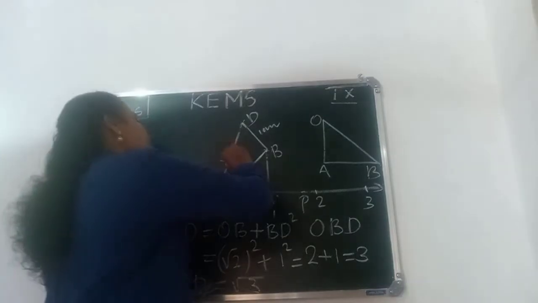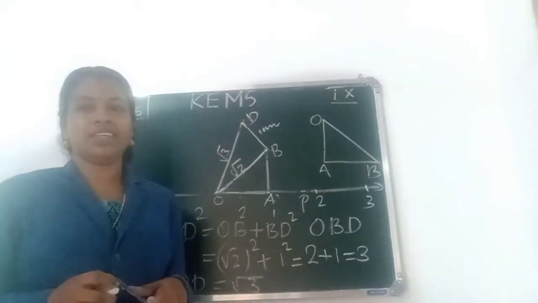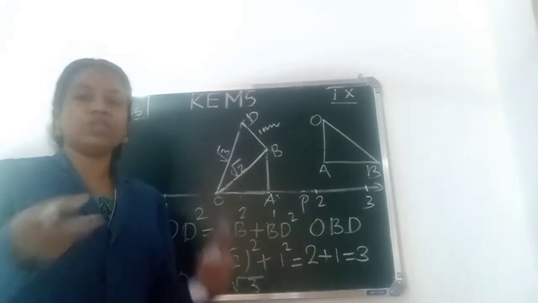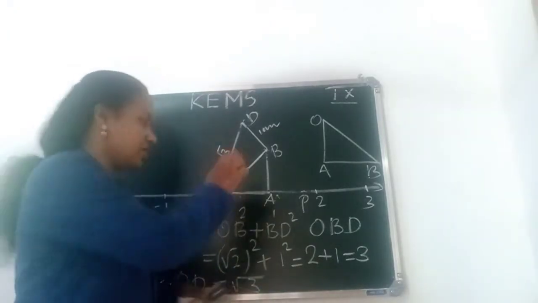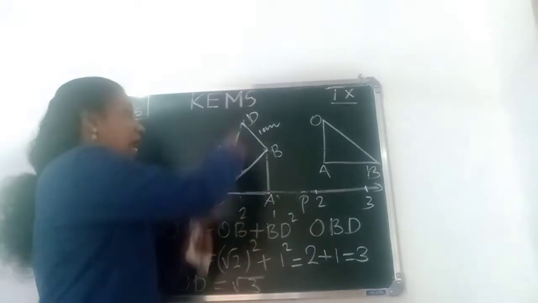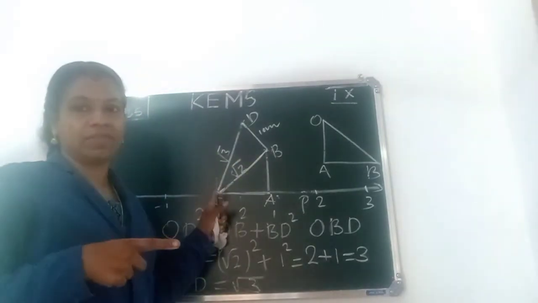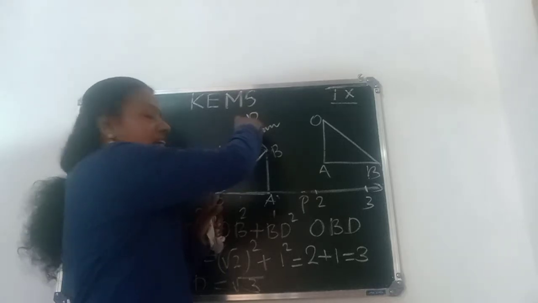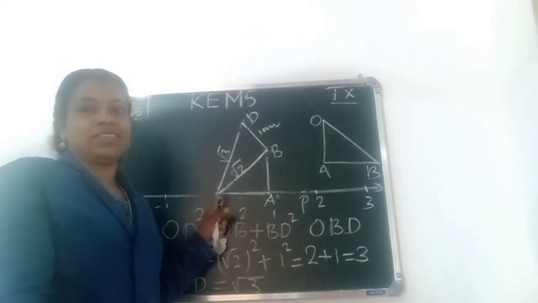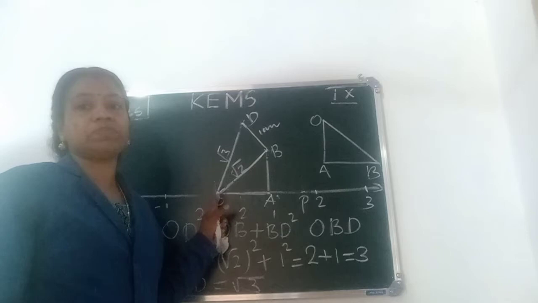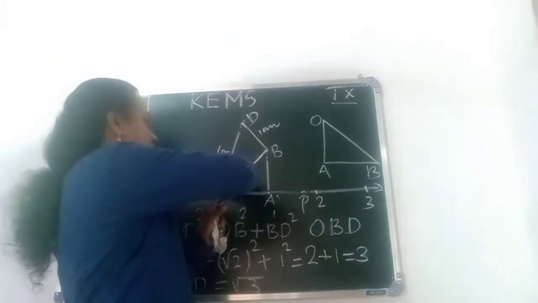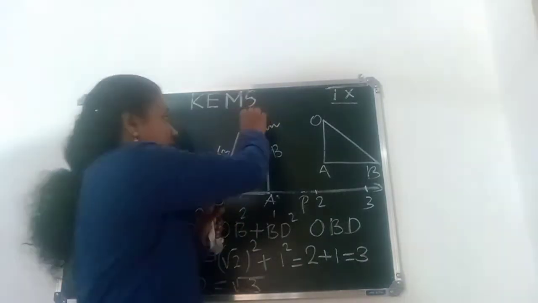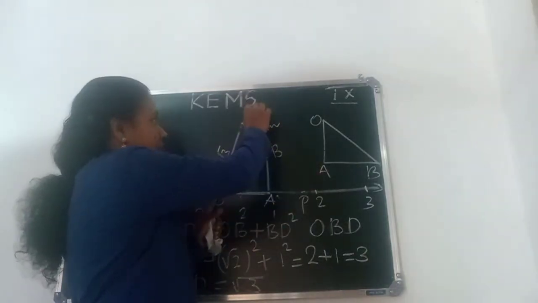OD equal to root 3. Clear? Now again use your compass. Using your compass with O as center and OD as radius, draw an arc intersecting the number line at a point.